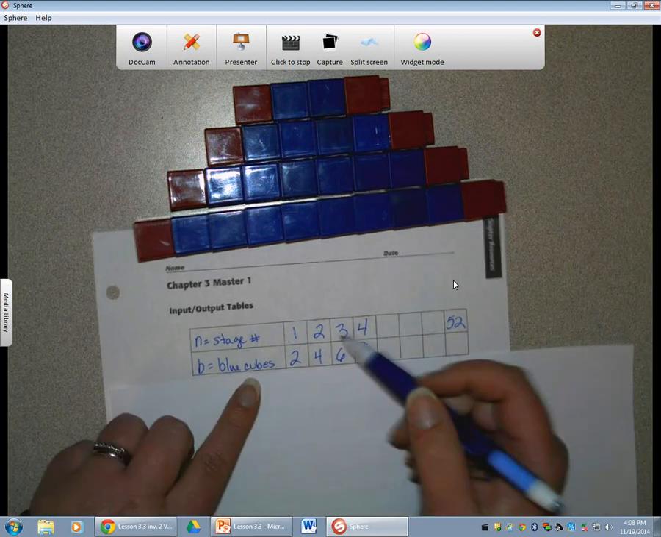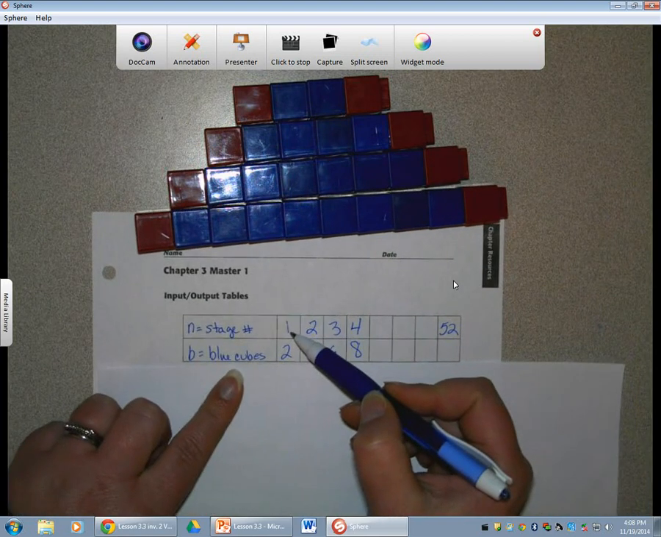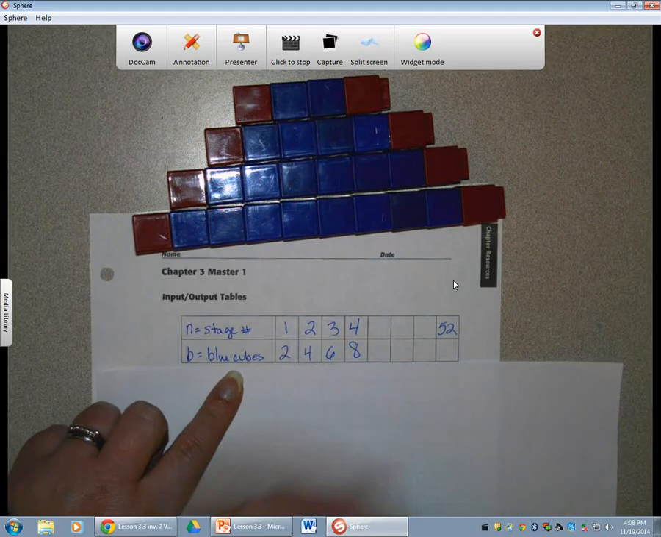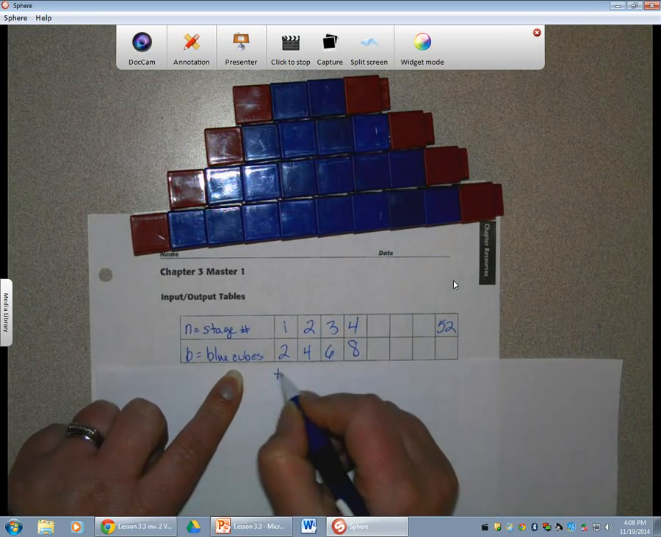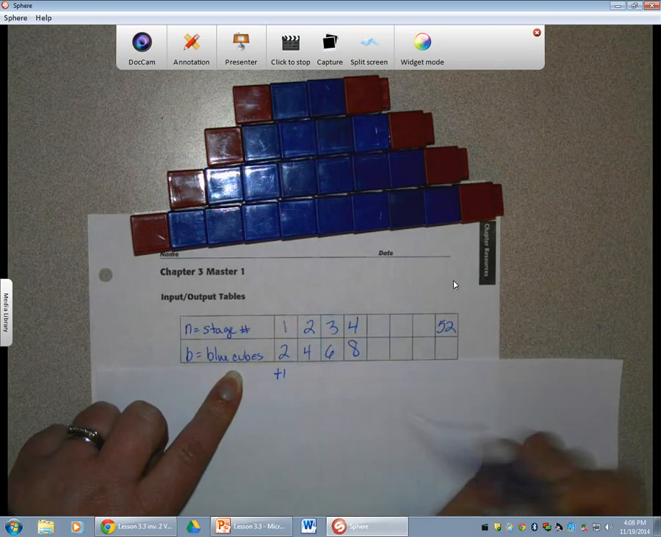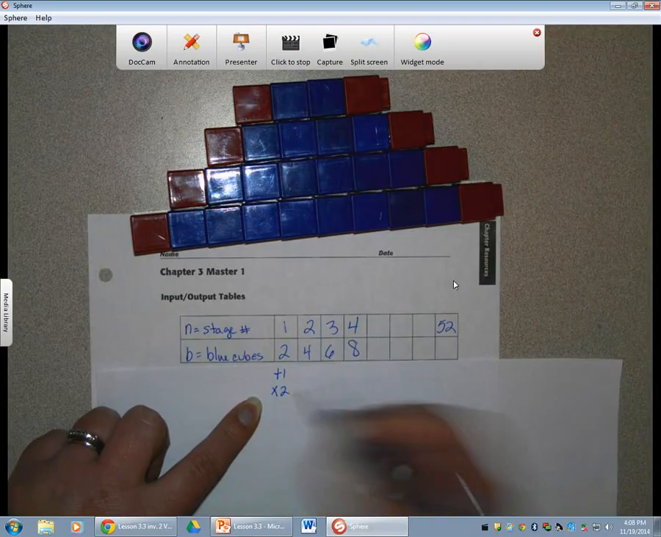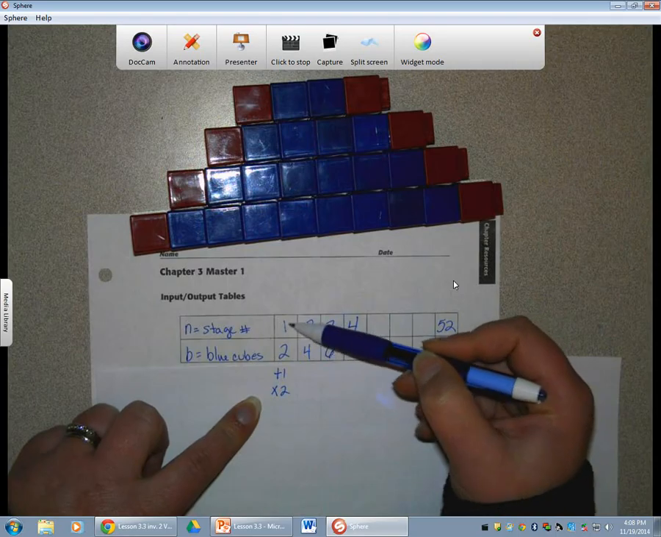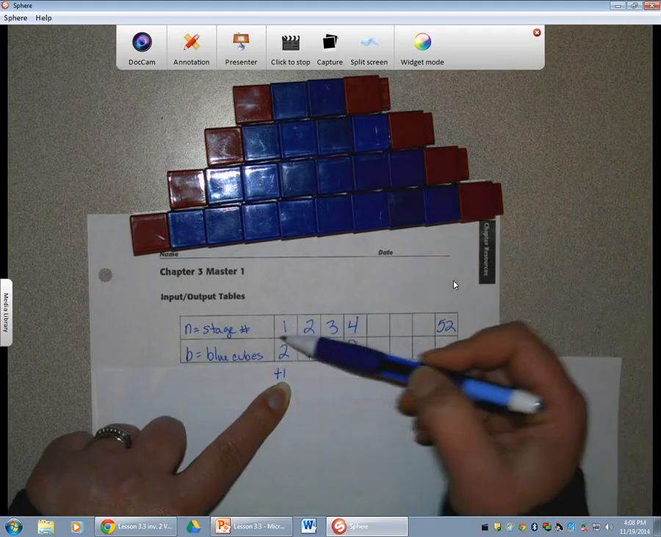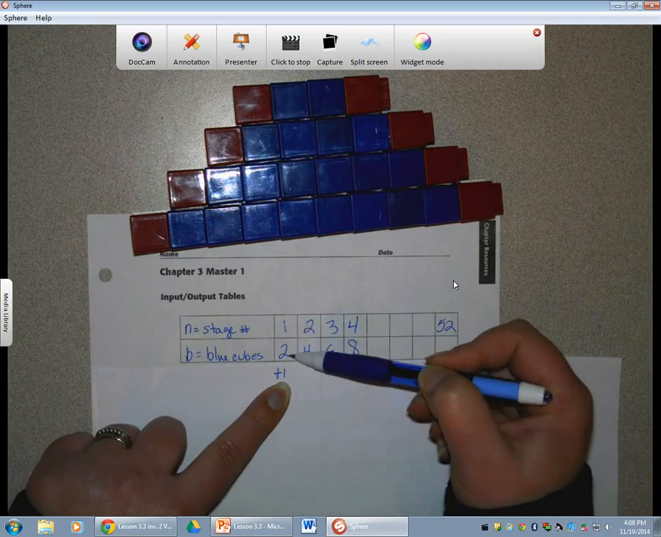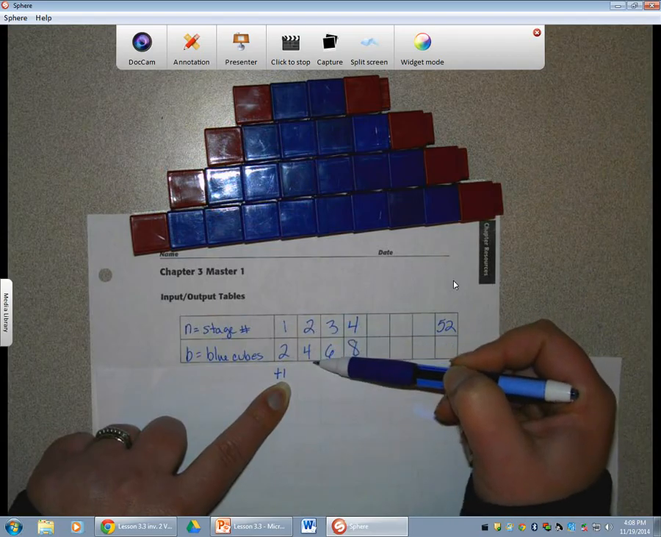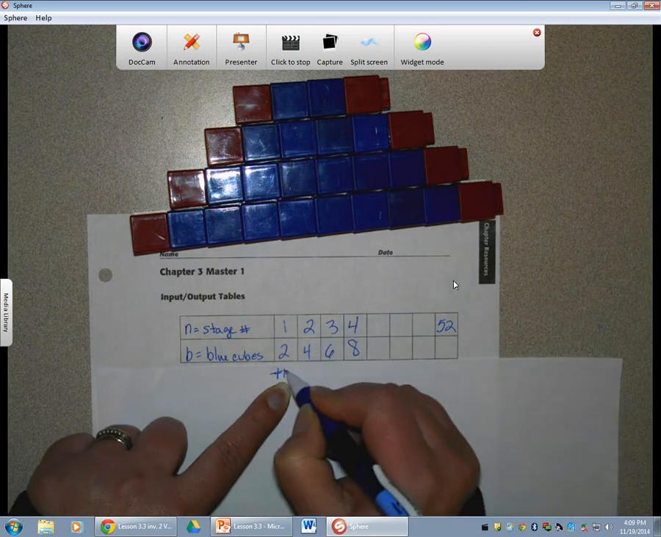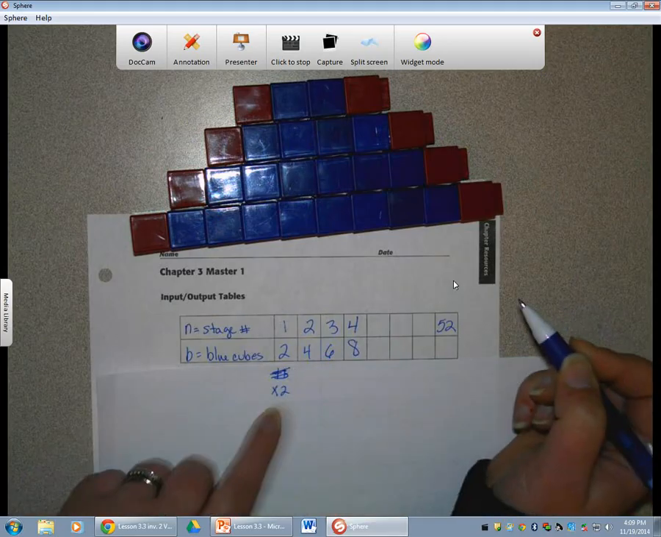So we're going to say, how can we get from stage 1 to 2 blue cubes? Now, mathematically speaking, there aren't a lot of choices. I could add 1 to 1, or I could multiply by 2. As I look, I'm going to check my plus 1 rule first. So 1 plus 1 is 2, but 2 plus 1 is not 3, and 3 plus 1 is not 6. So it doesn't seem like that can be the rule. So let's try times 2.